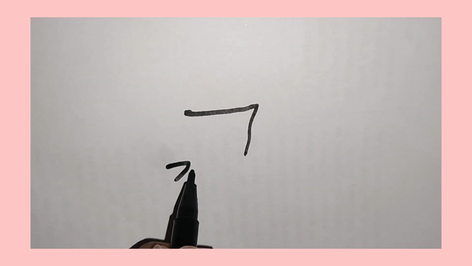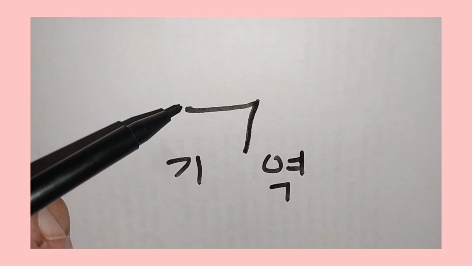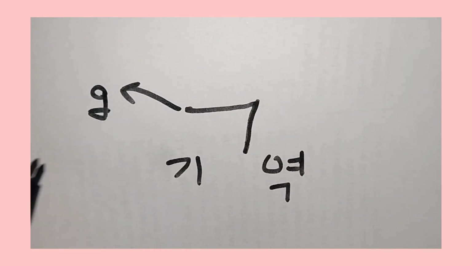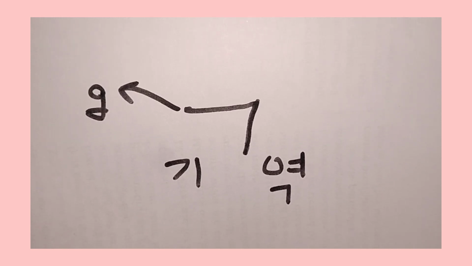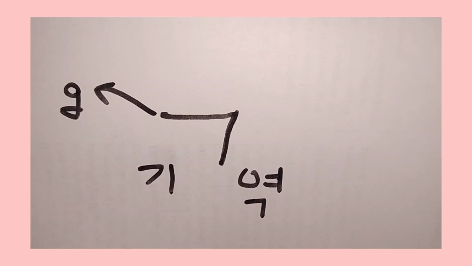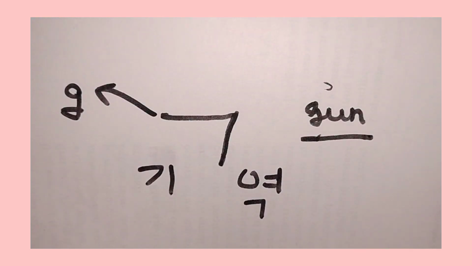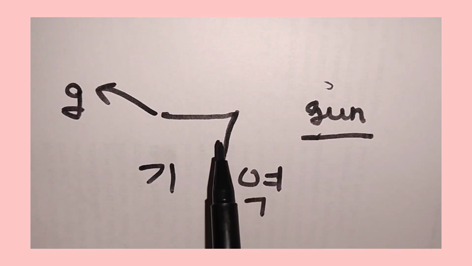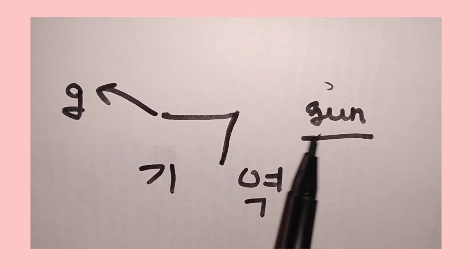So the first consonant is giyeok. Giyeok is basically G. Bring your notebook and a pen to make your notes if you want to, and I will give you the notes in the end. If you want to memorize this giyeok consonant, you just have to take an example like a gun. It just looks like a gun, right? So you have to memorize the giyeok consonant as gun.